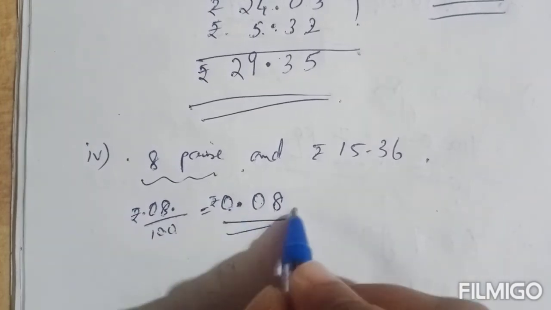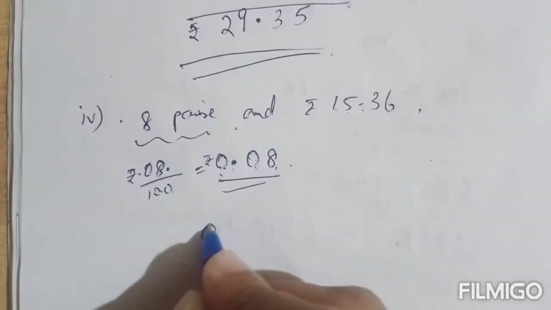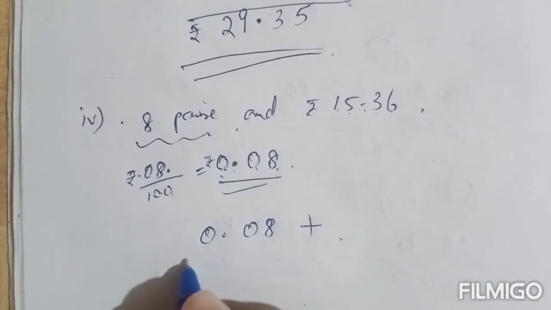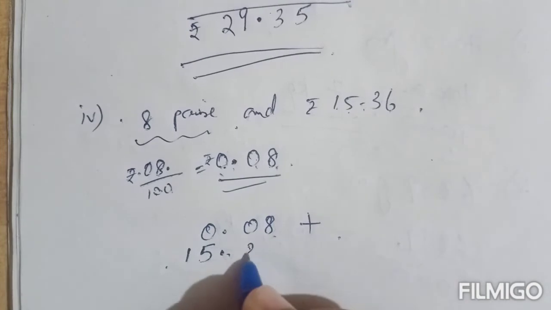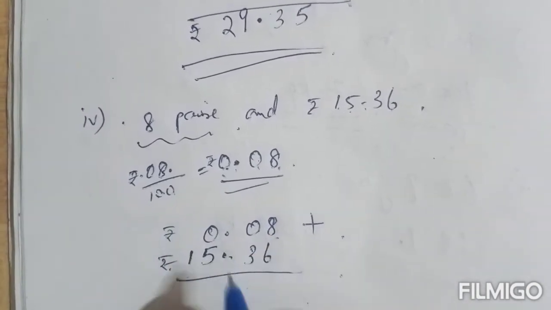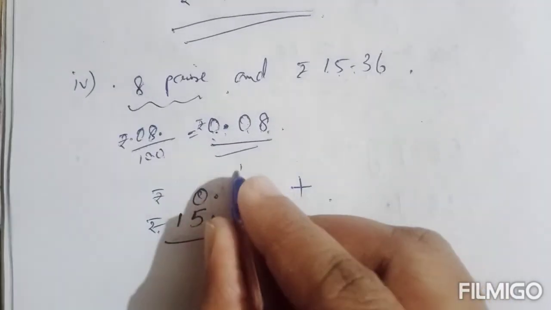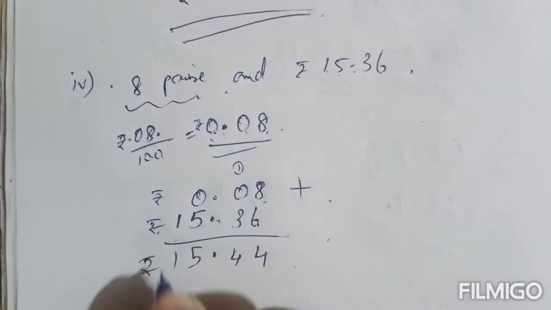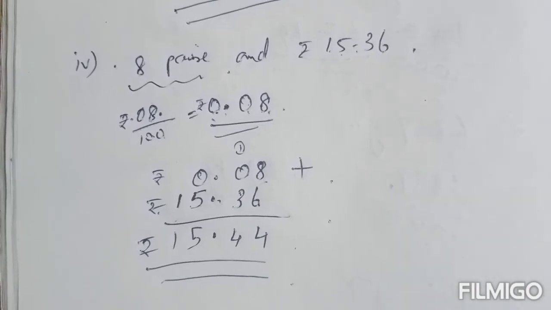Okay. Now you can add 0.08 rupees and 15.36 rupees. 0.08 plus 15.36. So rupees part you can write before decimal point and paise part after decimal point. Rupees 0.08 plus rupees 15.36. So on adding what you will get, 14, 4, decimal point, here 1, 5, 15.44 rupees. 15.44 will be the answer.